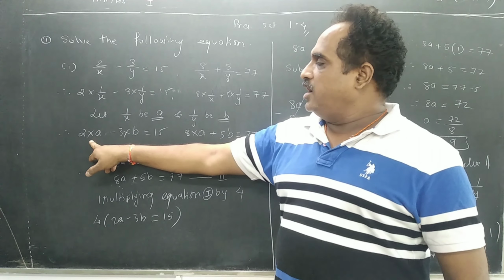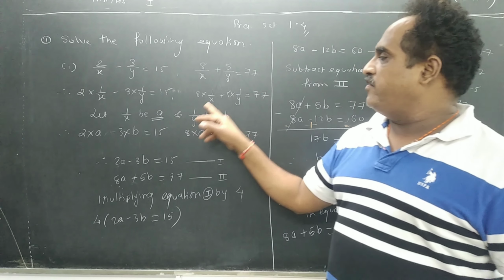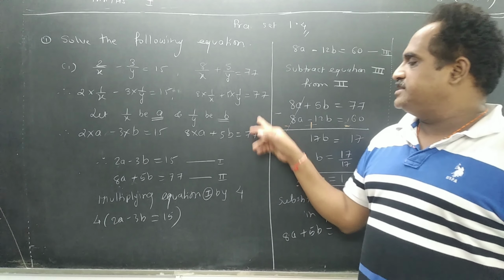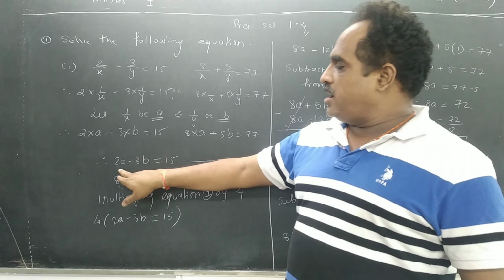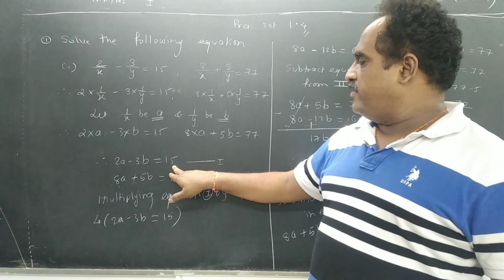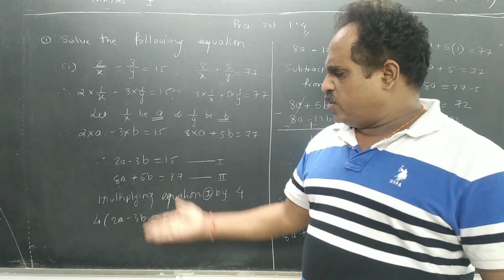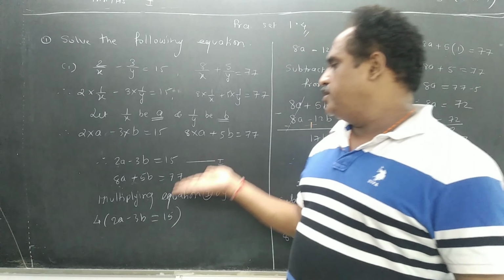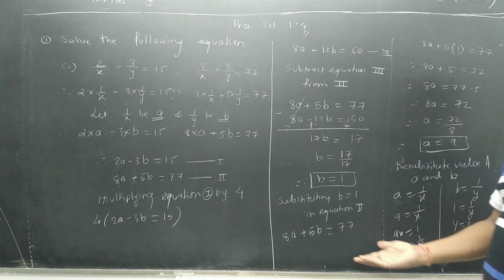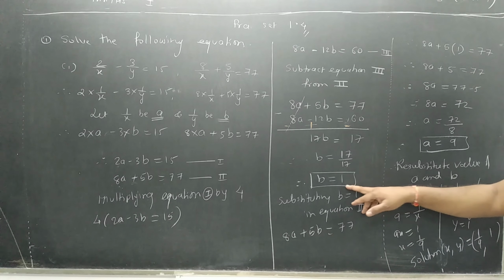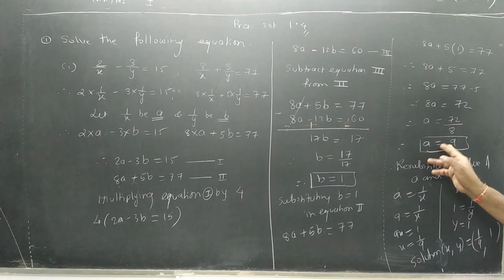So what will happen then? 2a minus 3b is equal to 15. 8a plus 5b is equal to 77. So what do you get now? 2a minus 3b is equal to 15. 8a plus 5b is equal to 77. Now you got a simultaneous equation. You are going to solve by the normal way only. You get the value of b as well as a.